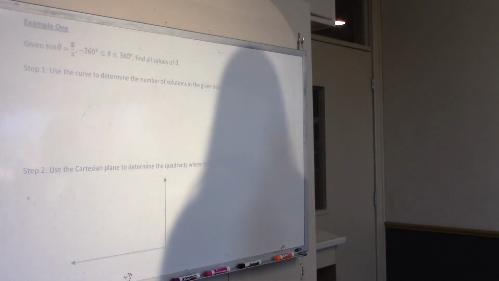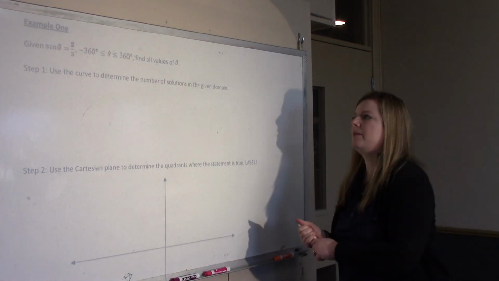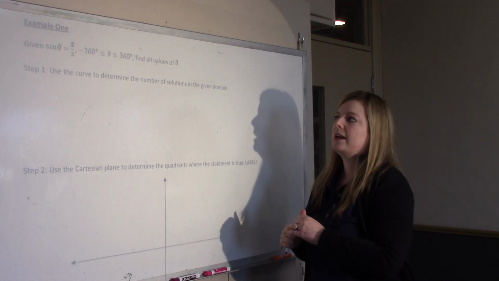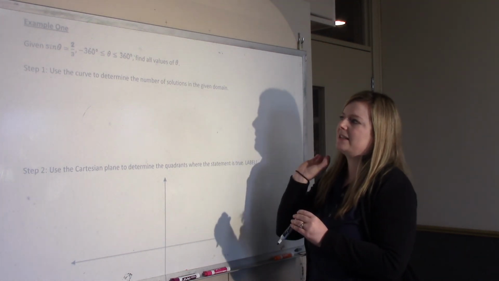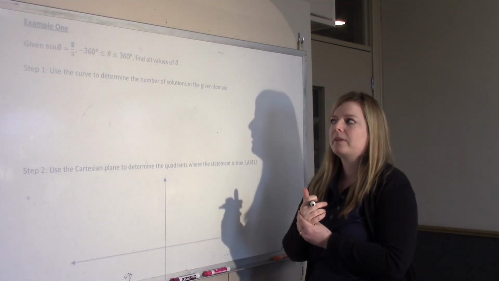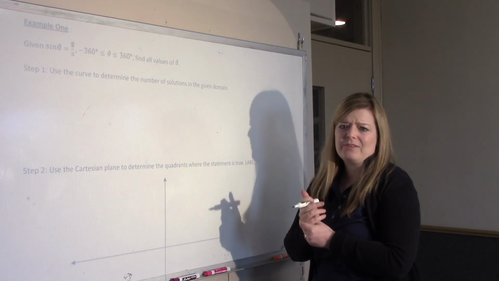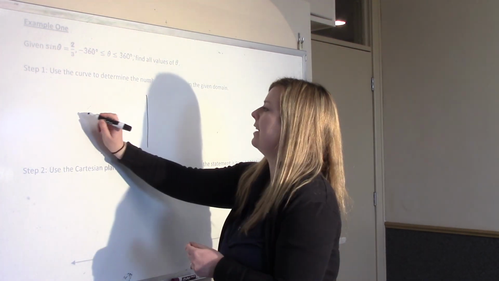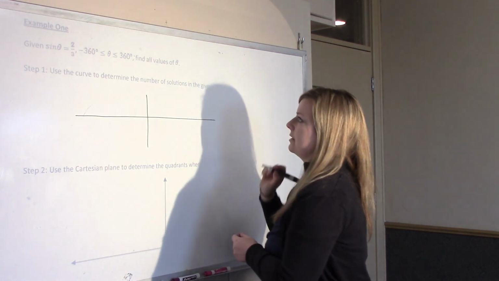So let's say I want to be able to solve if sine theta is equal to 2/3, and it's between -360 and 360, and we want to find all values of theta. So we've done this before. How does the curve help us with this? Well, we can use the curve to kind of show a visual of how many solutions we're going to get here.